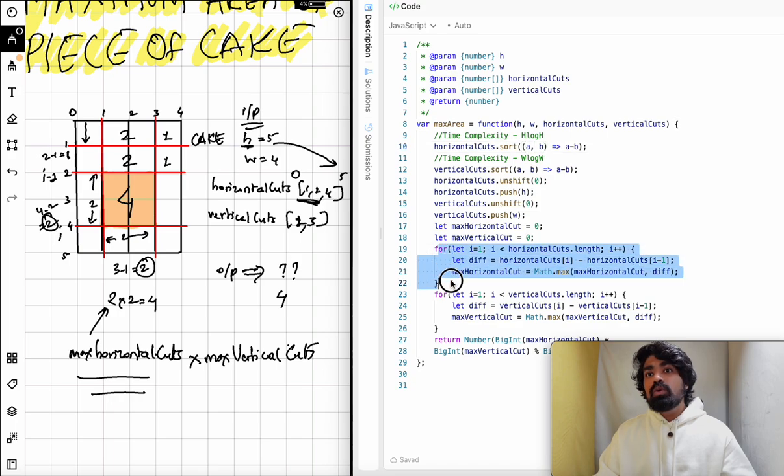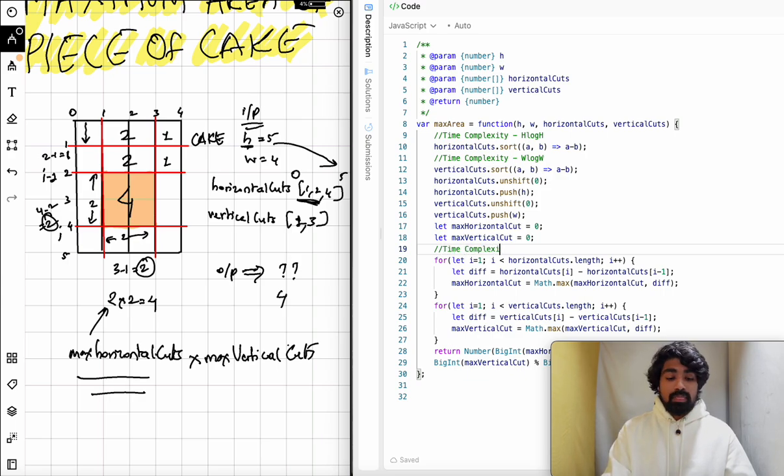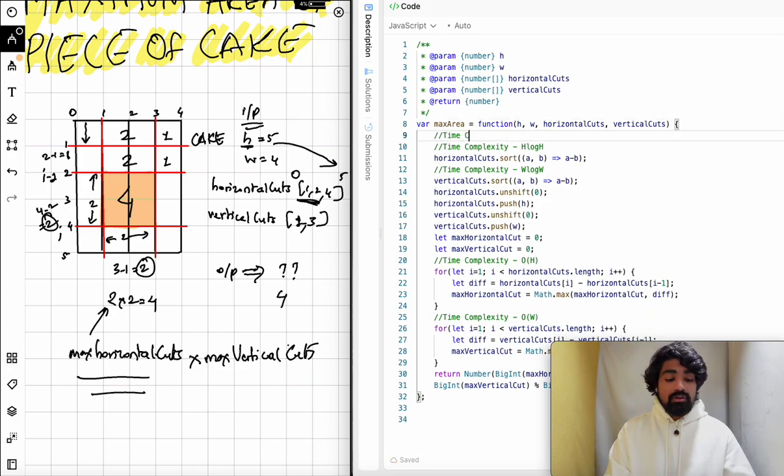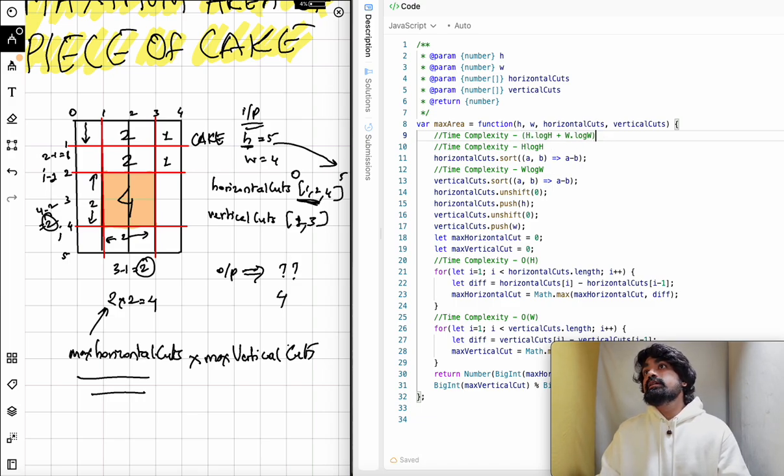And then we go into this loop here, which is going to be time complexity of big O of h. And similarly, the time complexity of this loop is going to be big O of w. So the overall time complexity that we will have here is going to be h log of h plus w log of w, because we add both of these together, this one and this one.